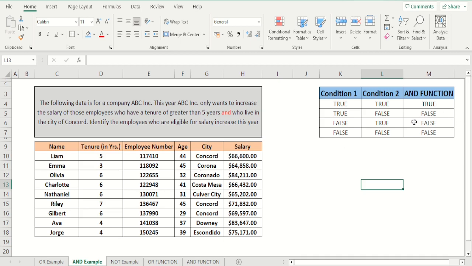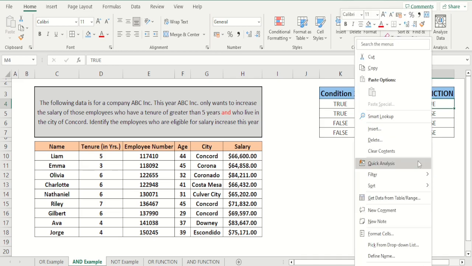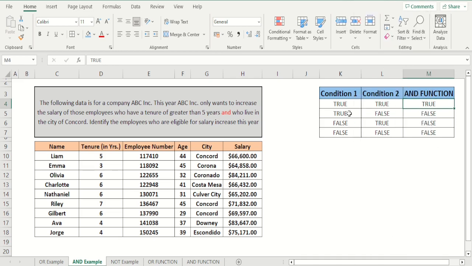So let's take a look at the truth table right here. Taking the simple case of only two conditions, if condition 1 is true and the second condition is also true, the final answer is true. And then in the next 3 rows, we can clearly see that even if one of the conditions is false, the entire end result is going to be false. Now, this is how this is applicable to this data set right here.